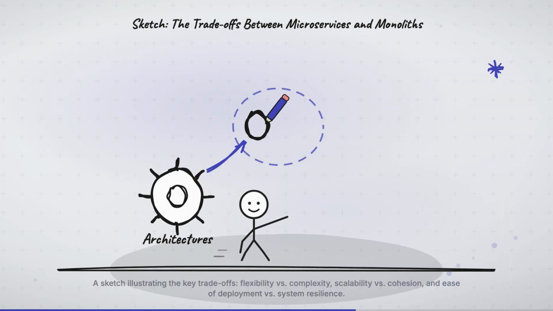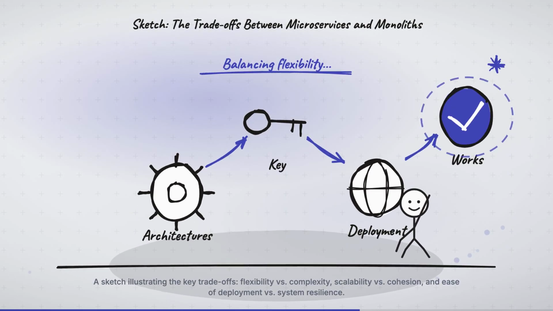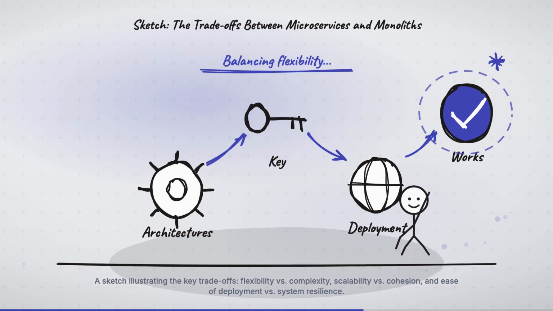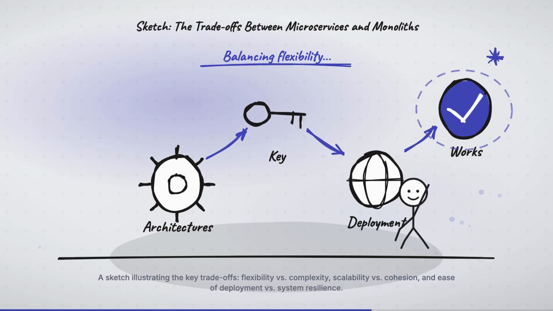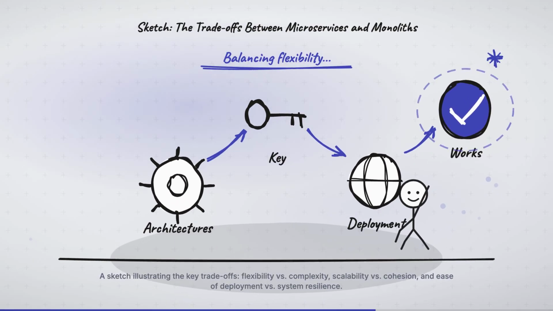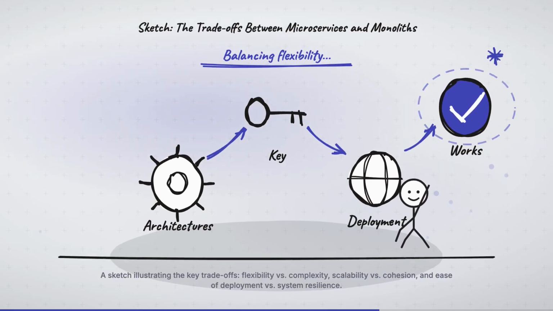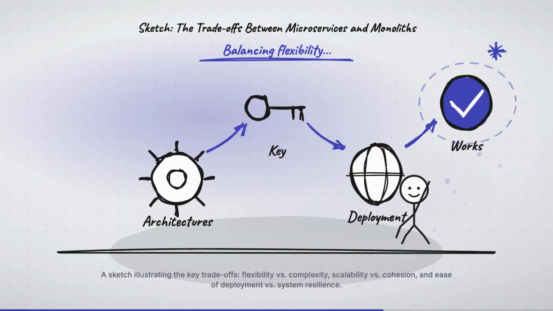Draw a sketch showing the pros and cons of both architectures. On one side, you have microservices with their many small components, each doing a specific job. On the other side, you have monoliths where everything works together seamlessly.